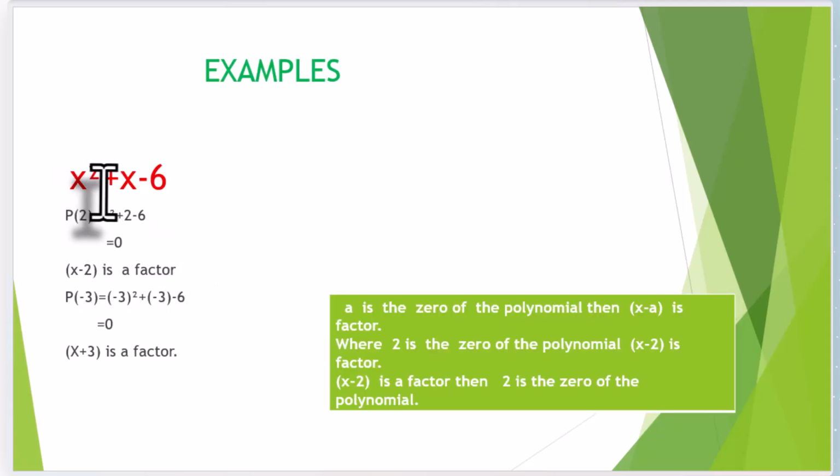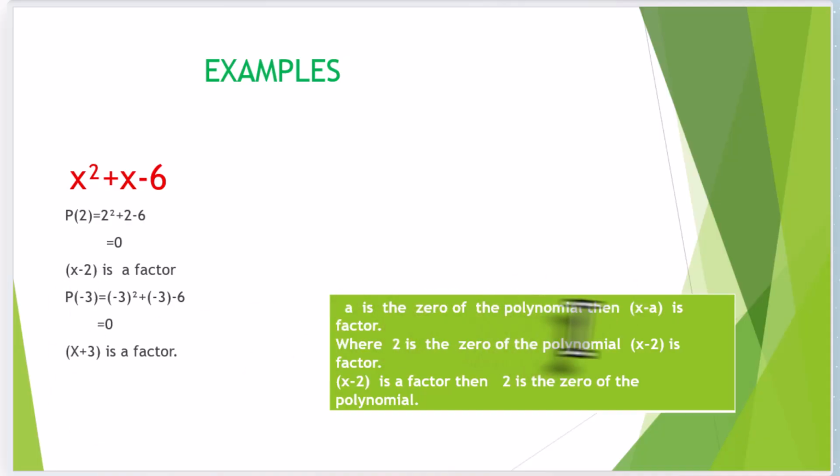Example: x square plus x minus 6. Replacing x by 2, we get 0. Since the value of the polynomial is 0, x minus 2 is a factor. Substituting minus 3, we also get 0, so x plus 3 is a factor. For a negative zero, plus a is a factor.